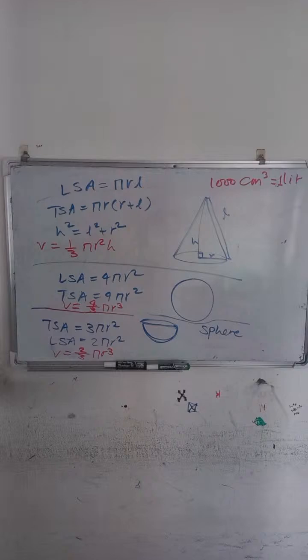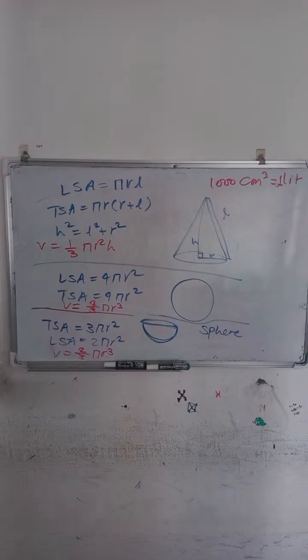So we can go for the first question. I will read out the question and accordingly we can find out the answer. The first question is: the surface area of a sphere is 5544. Find the radius of the sphere.